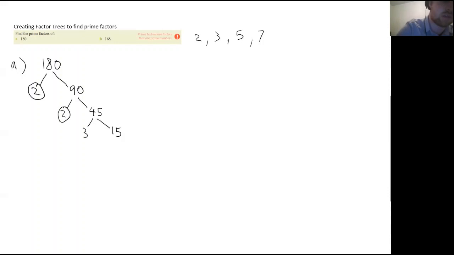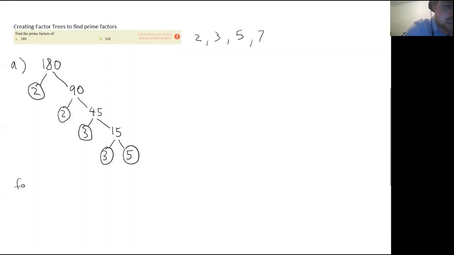Okay, I can circle the 3. And then I can split 15 into 3 and 5. Now, both 3 and 5 are prime, so I circle them. And when there's no more numbers left, all the bottom numbers are circled, then we have finished our factor tree. However, we haven't finished our question. We need to find the prime factors of 180.